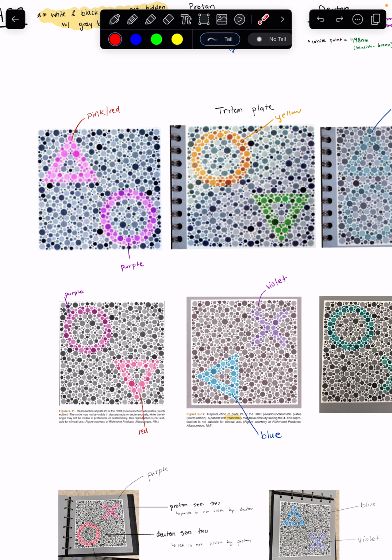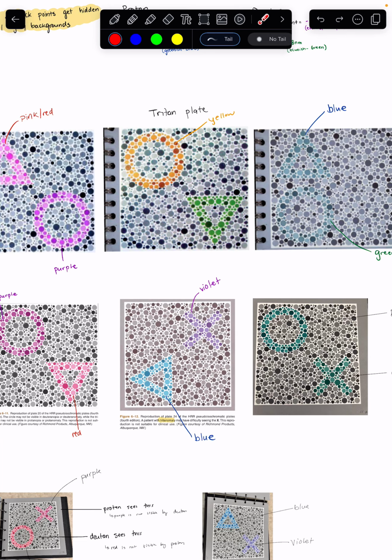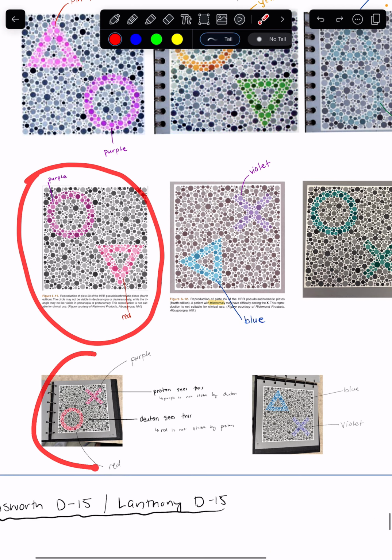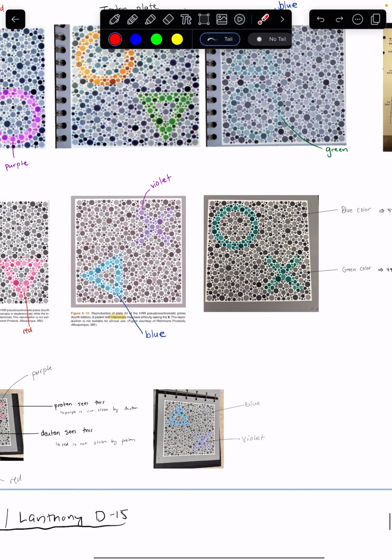So the protan, remember their black point is red, so they won't be able to see that, but they'll see the purple. Whereas the opposite holds true for the purple: the deutans won't see the purple, and so they'll only see the triangle. Okay. And the same holds down here and here. Those are similar plates.